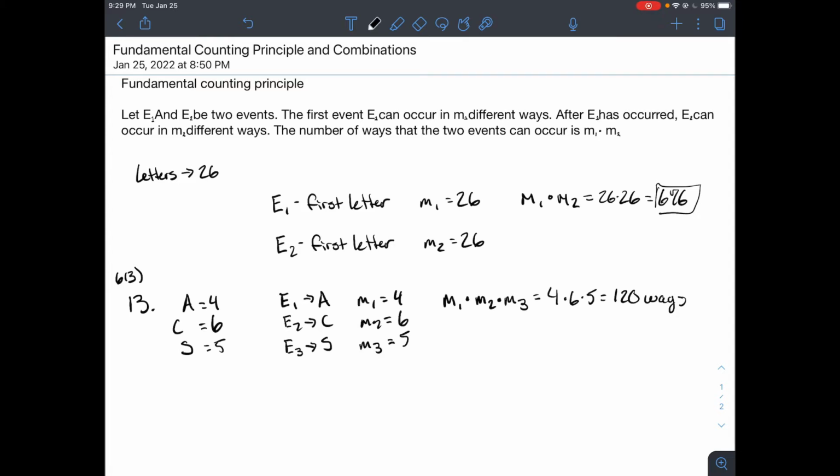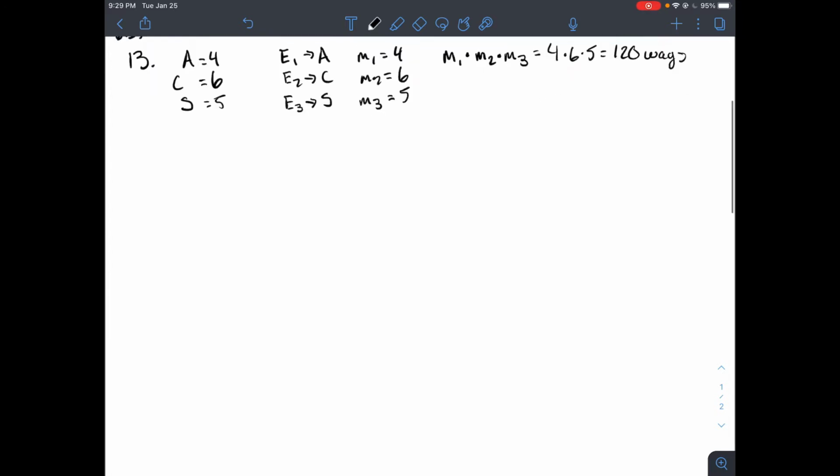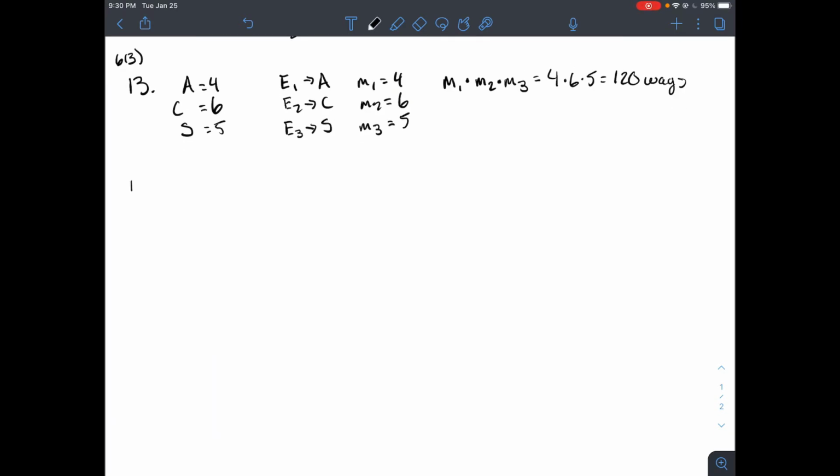So we'll do one more and then we'll move on. So this is going to be 17 in the book, and it reads, how many 3-digit numbers can be formed under each condition. For A, our leading digit cannot be 0. So now we think about it.